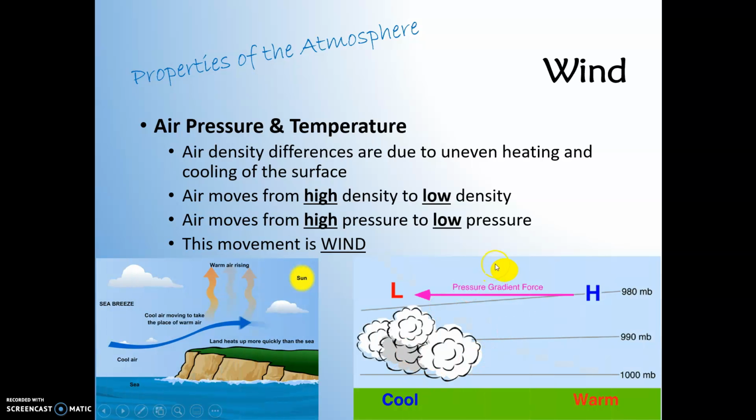We can think about the sea, for example. Oftentimes the sea is colder than the land. The land heats up, so the air becomes less dense and rises. The cool air is more dense, and so it flows into where there is warm air that's rising. That's why we can get these coastal breezes.